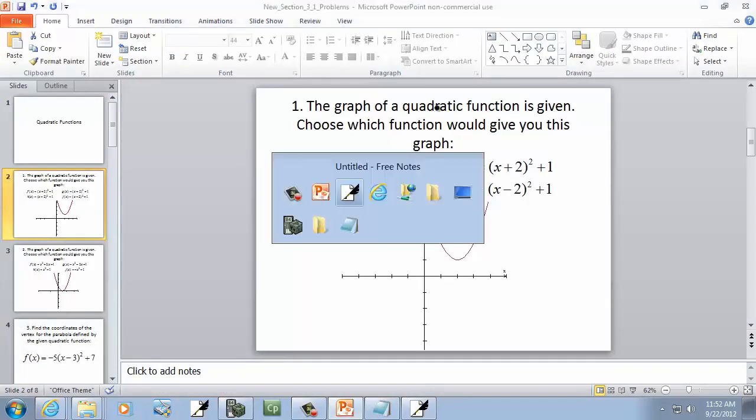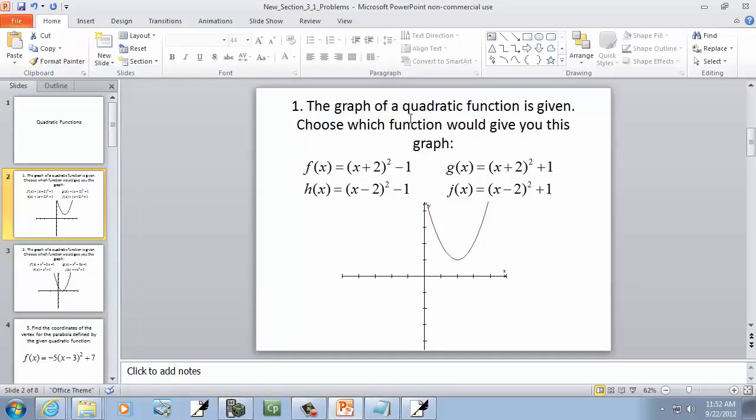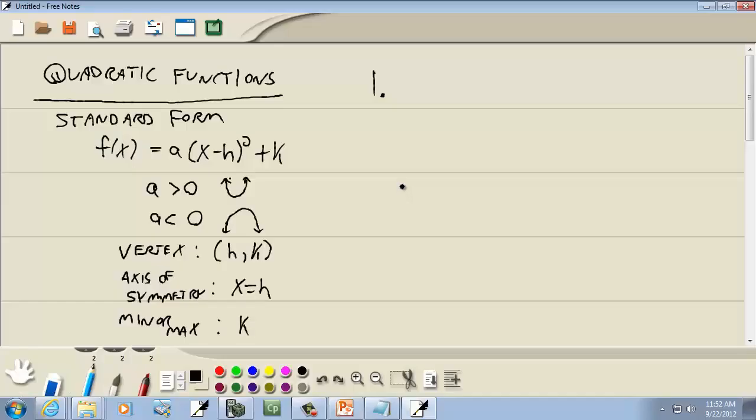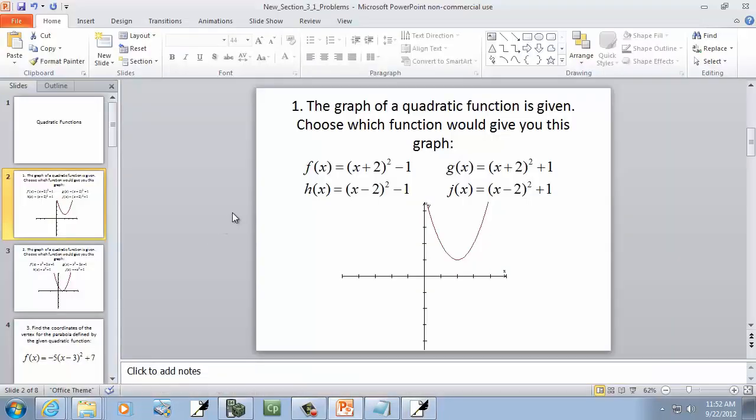Let's take a look at this first problem here. It says the graph of a quadratic function is given. Choose which function would give you this graph. Well, remember what our basic graph looks like for f of x equals x squared. That's y is equal to x squared from our basic graphs. It looks like this. Now if we put numbers with it, then it shifts it. Remember, if a number's at the end, it shifts it down or up. This -1 here would mean down 1. Well, this doesn't look like a shift down 1. It actually looks like a shift up 1.